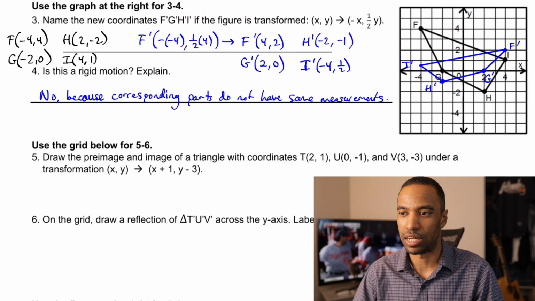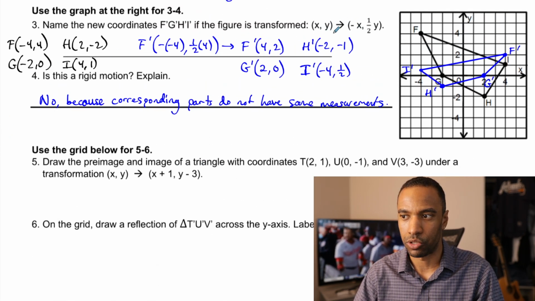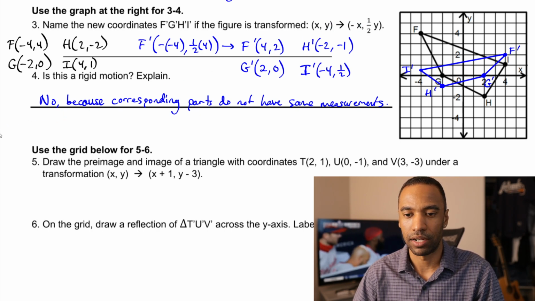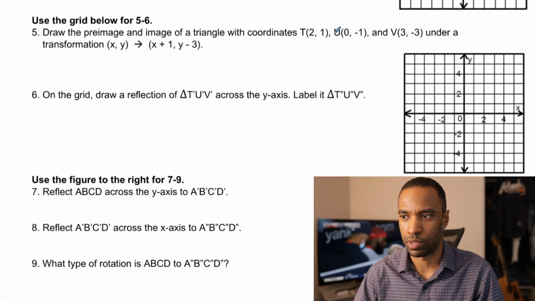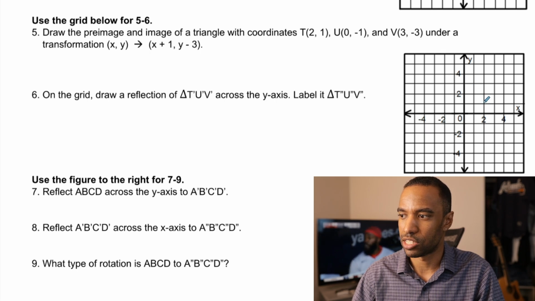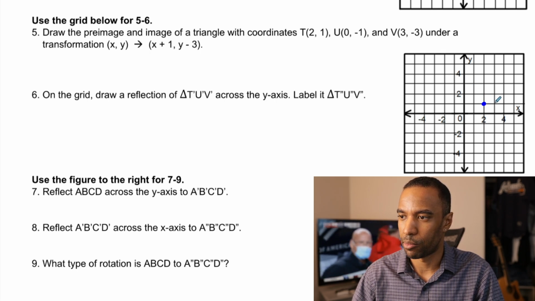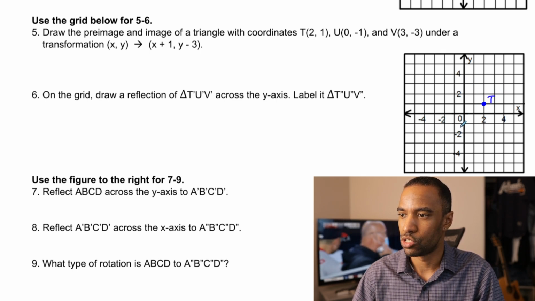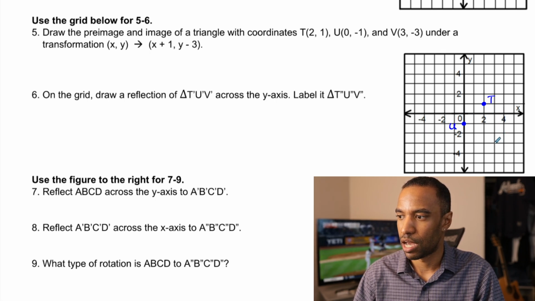So if you did see what I did in the last rule stuff, if you guys stuck around, you can kind of see how those things were applied. We're going to apply the same instances here with T, U, and V. Let's plot T, U, and V. T is at (2, 1). U is at (0, -1), and V is at (3, -3).